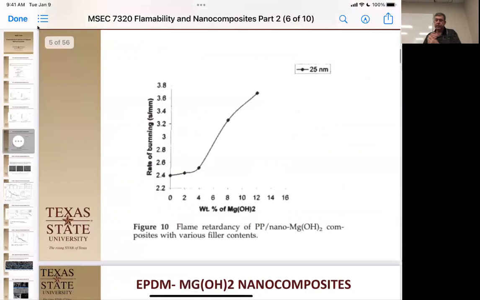But then let's look at our rate of burning. Okay, so this is the rate of burning, in seconds per millimeter. So the longer is better. Okay, so we start out at 2.4 seconds per millimeter burning through, and they get all the way up to 3.8. So it's almost twice as slow, just with our 14%, 15% loading. So that is substantial.